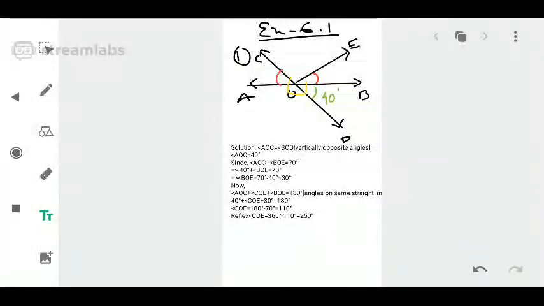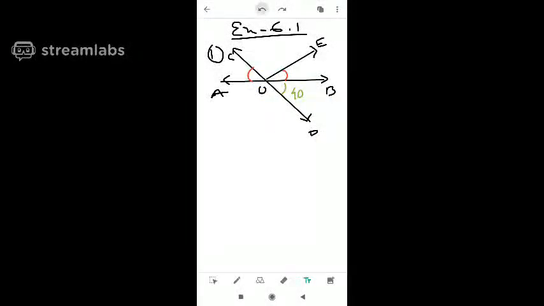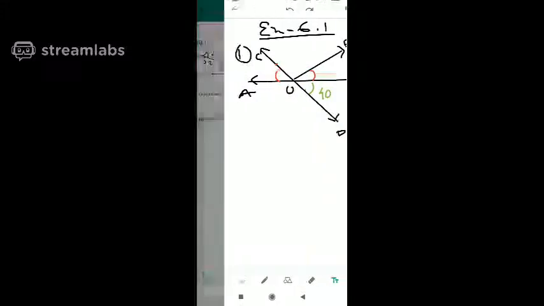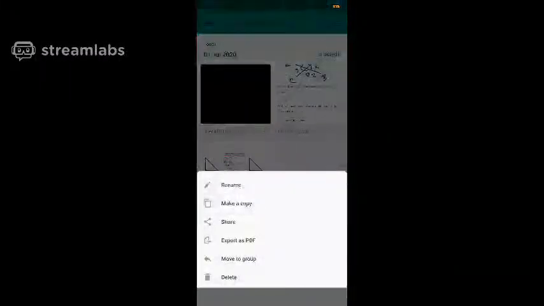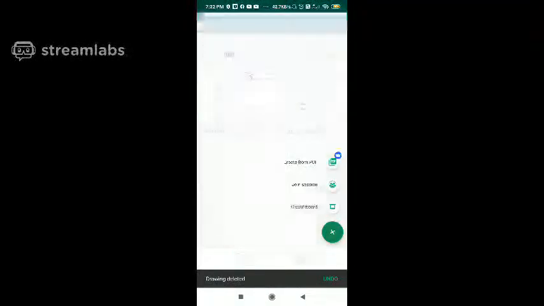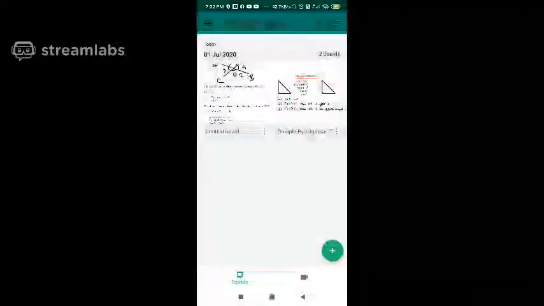Now question 2. Question 2 is given. Lines XY and MN intersect at O. If angle POY is 90 degrees and a is to b is 2:3, find c. So you have to write the given and the to find from the book. So I'm going to do question number 2.